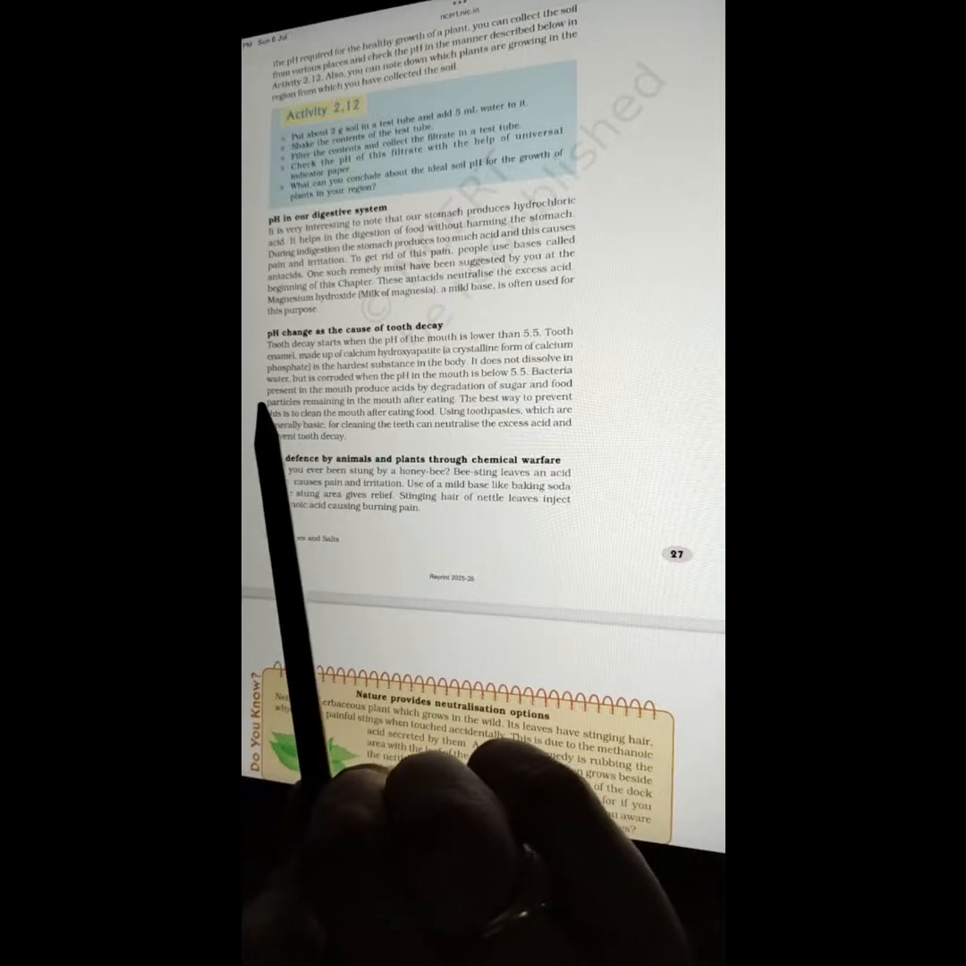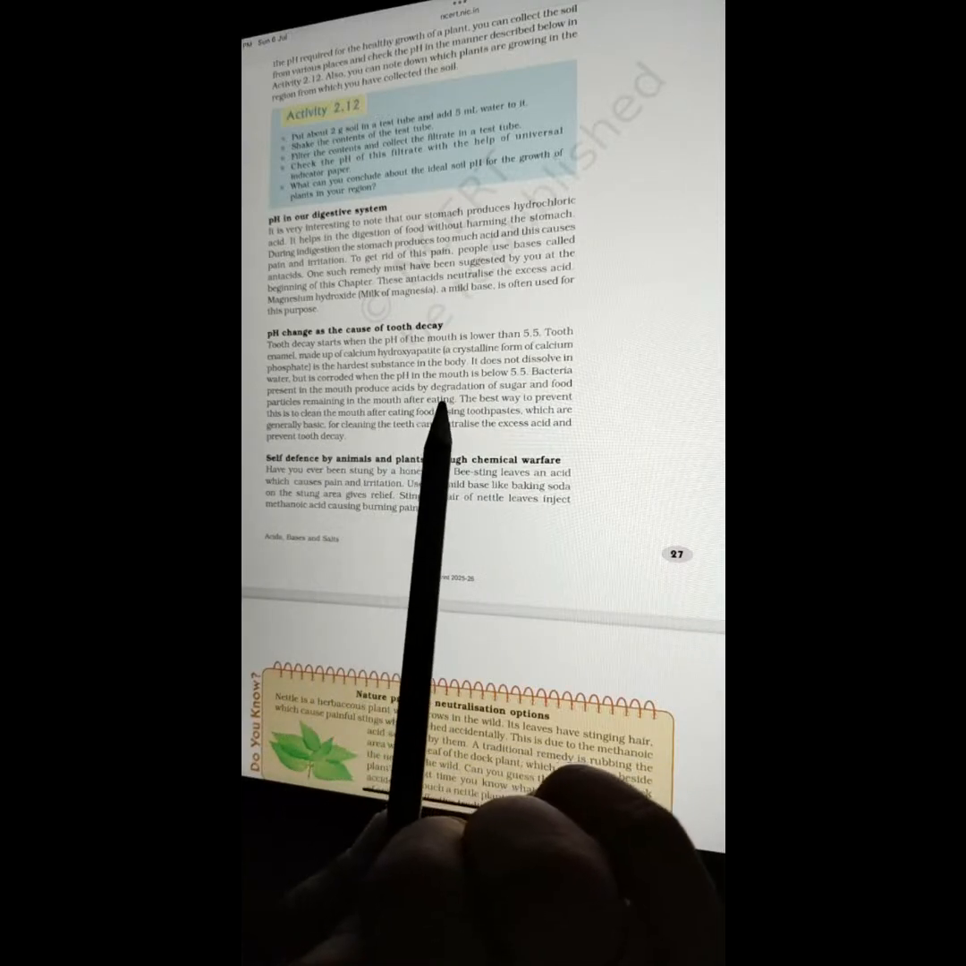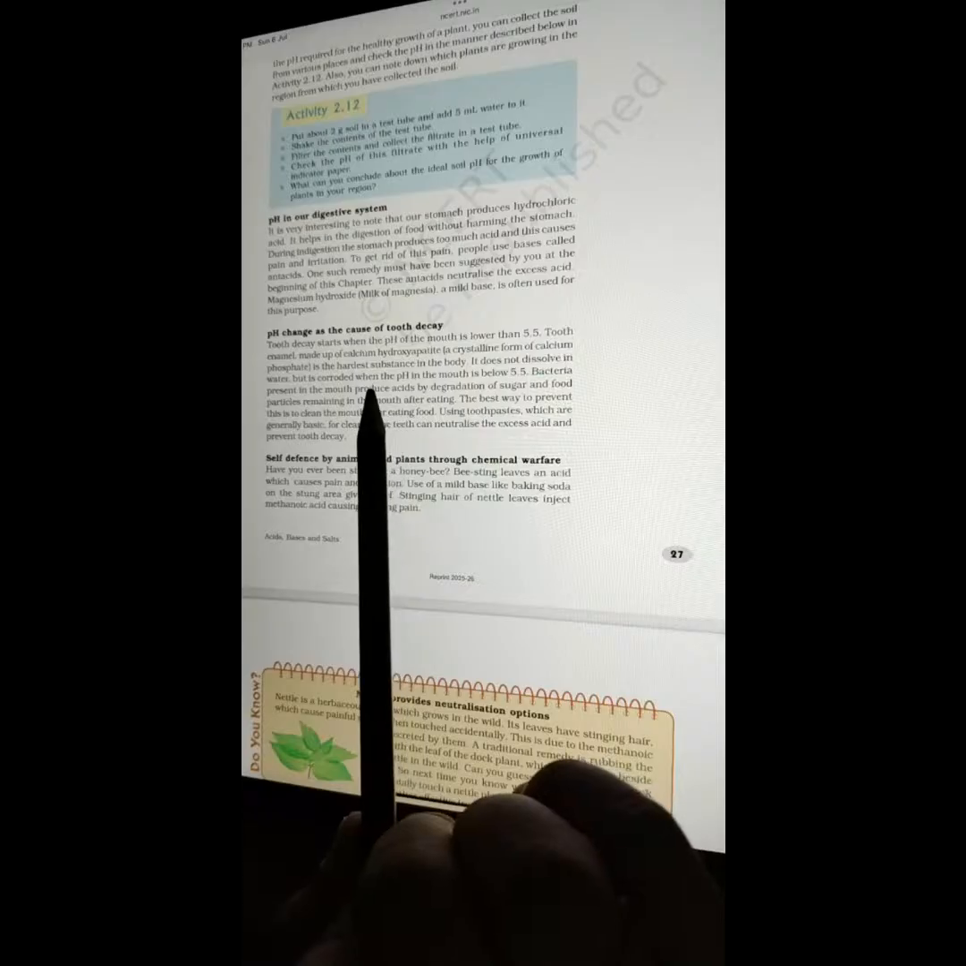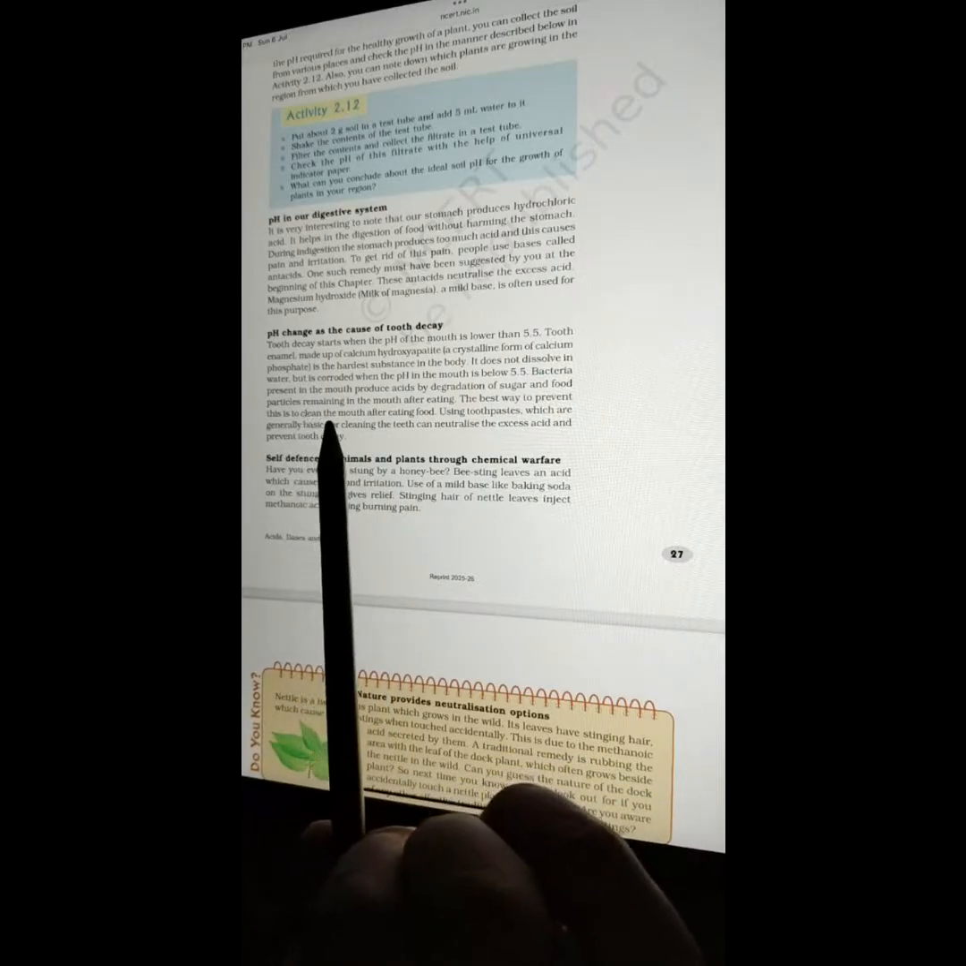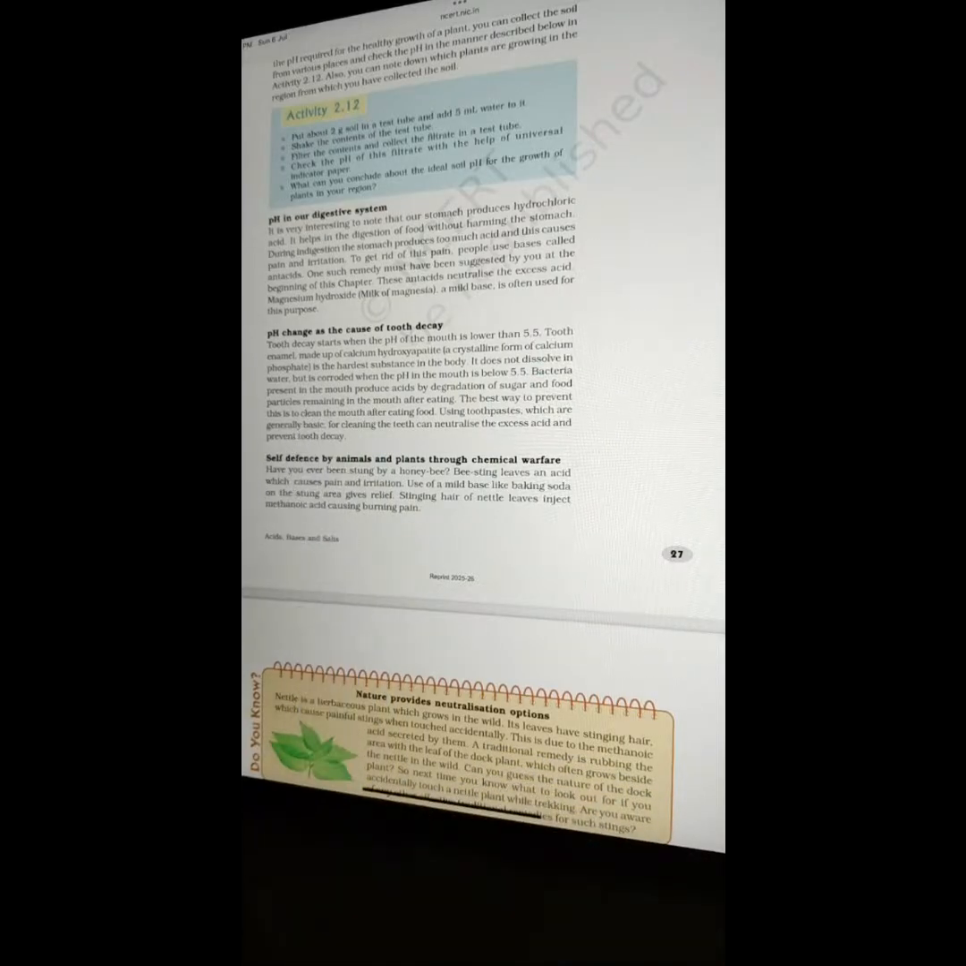It does not dissolve in water but is corroded when the pH of the mouth is below 5.5. Bacteria present in the mouth produce acids by degradation of the sugar and the food particles remaining in the mouth after eating. The best way to prevent this is to clean the mouth after eating food using toothpaste, which is generally basic, for cleaning the teeth. It can neutralize the excess acid and prevent tooth decay.